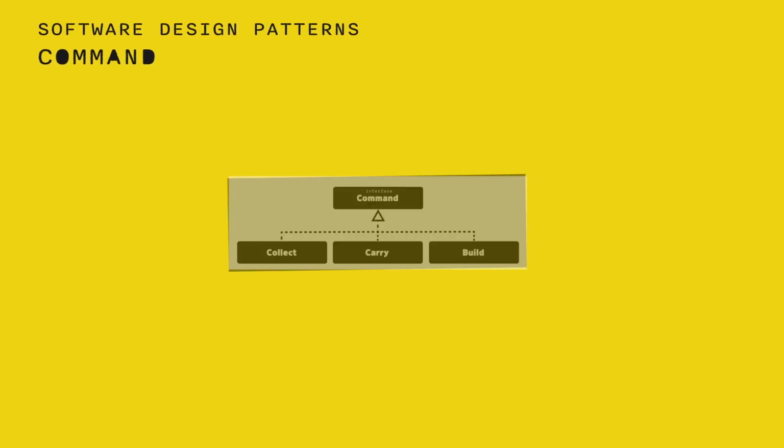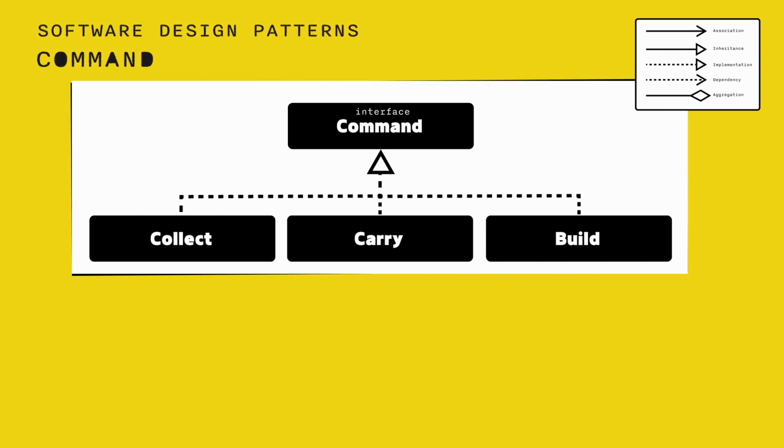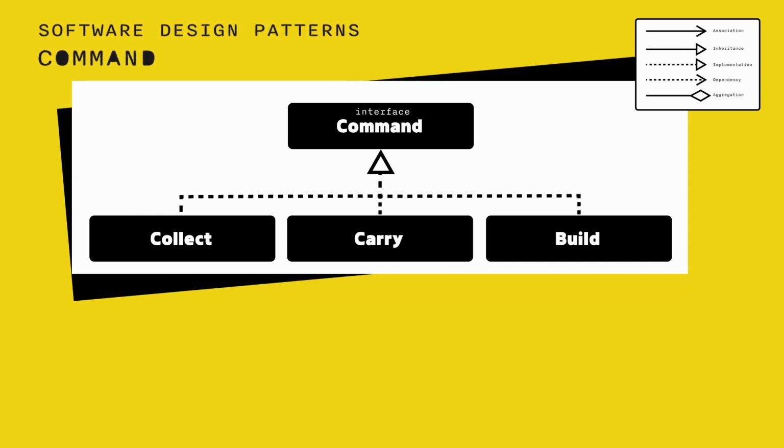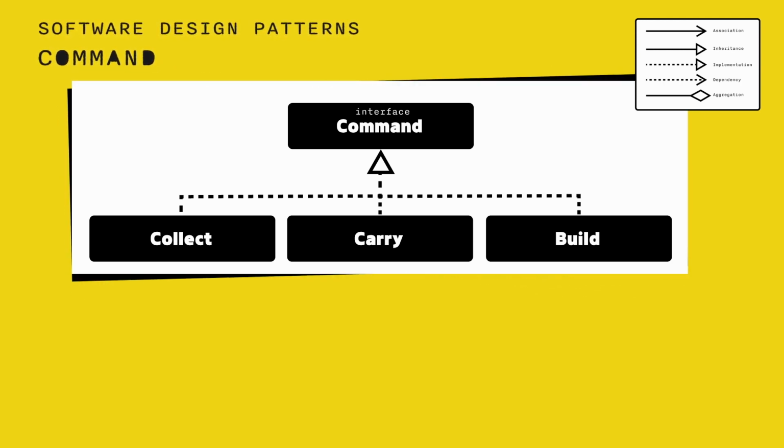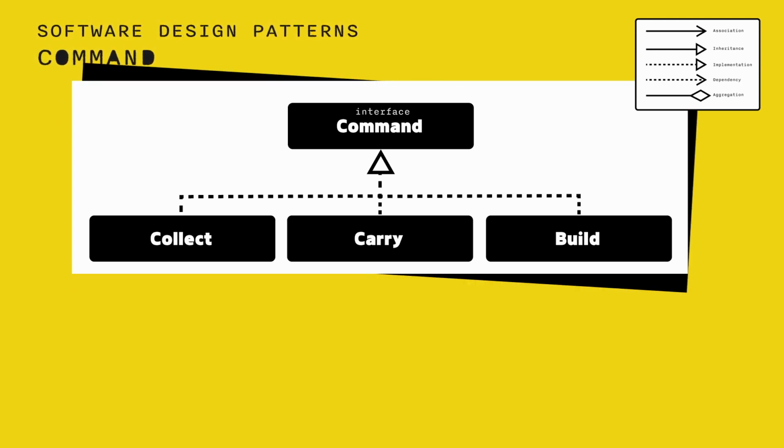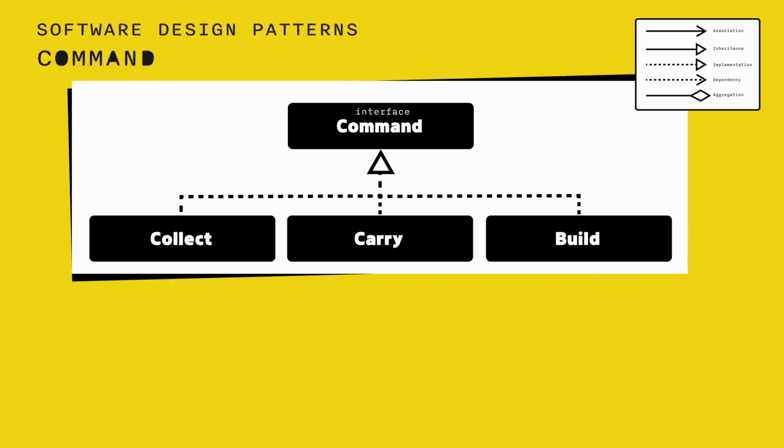The idea of this one is to turn a request, like a method call, into a standalone object that will do all the work. So now that the method is an object, you can do new things like delay it, put it on a queue, keep it on a stack, and perform an undo.